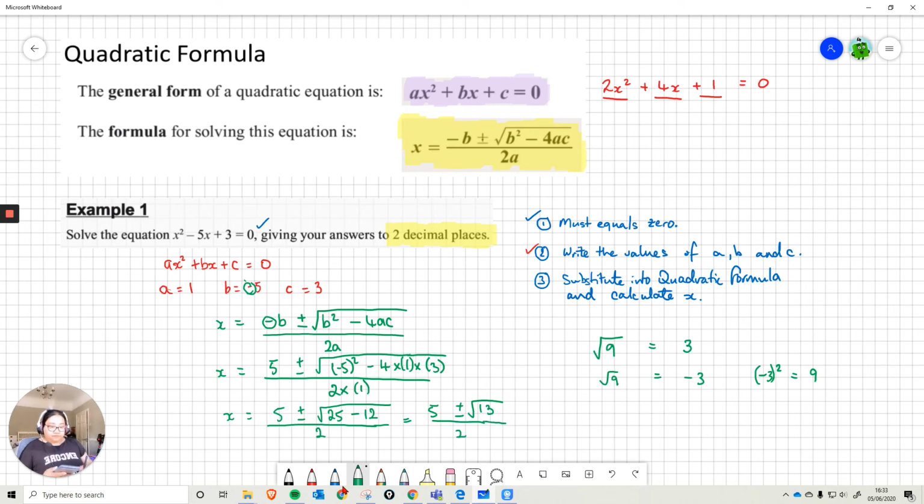Now, when you're using the calculator, I do suggest using the fraction button. I'm not sure you can see in the video where I'm pointing. Okay, so using the fraction button would be the most useful, as that will guarantee and make sure that your fraction line, as I've written on the screen, goes all the way across the screen of your calculator. So 5, hit your fraction, 5 plus the square root of 13 over 2.